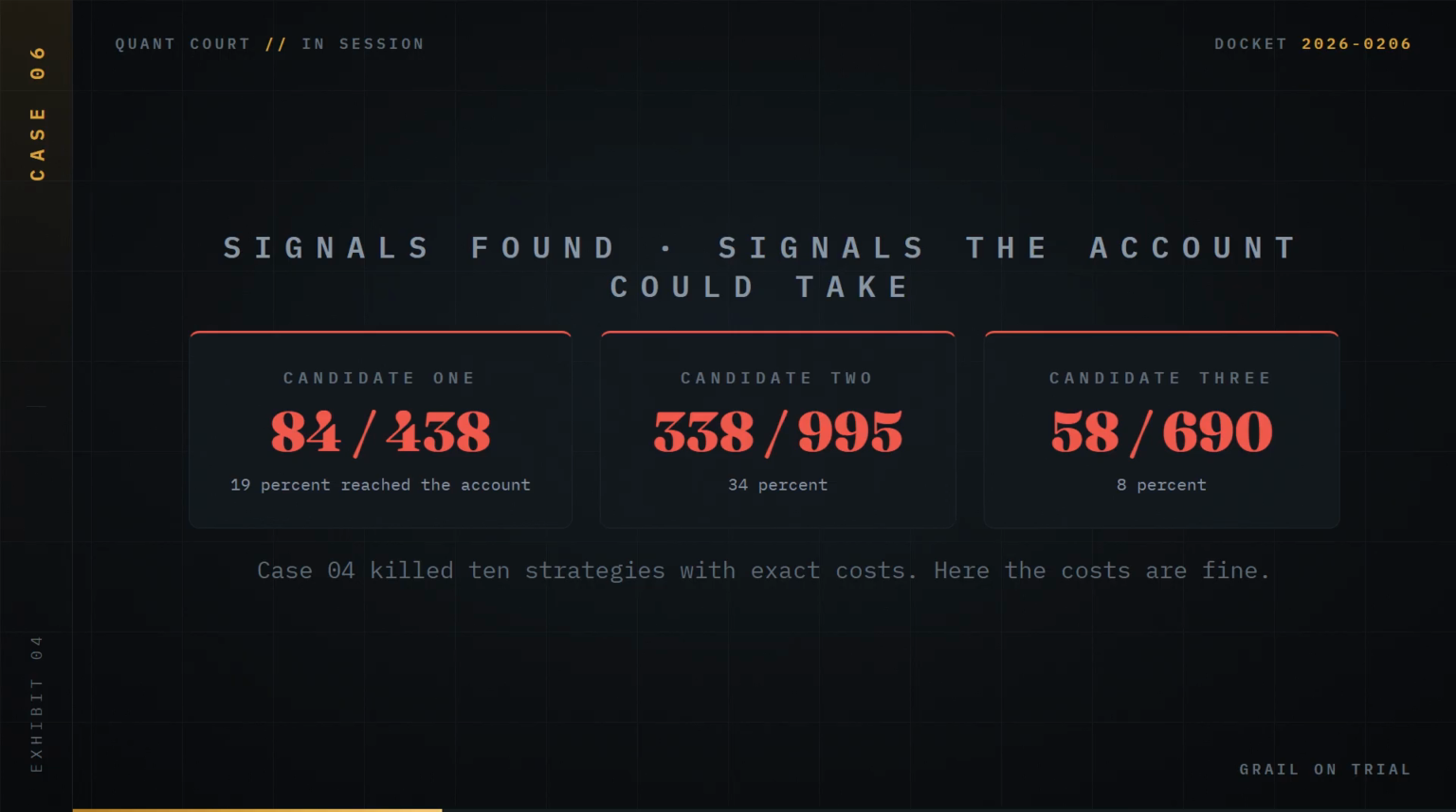In case 4, we built exact trading costs and 10 strategies died on the spot. This time the costs are fine. The problem is the account. 3 candidates measured, 438 signals found and 84 taken. 995 found, 338 taken. 690 found, 58 taken. The strategy was never wrong. The account was simply not there when the signal was.